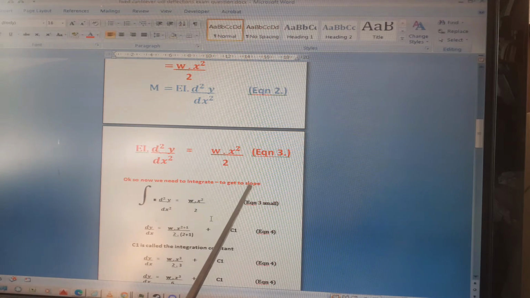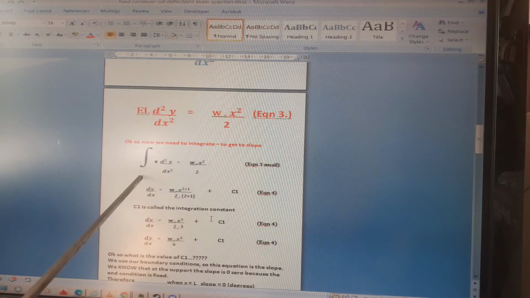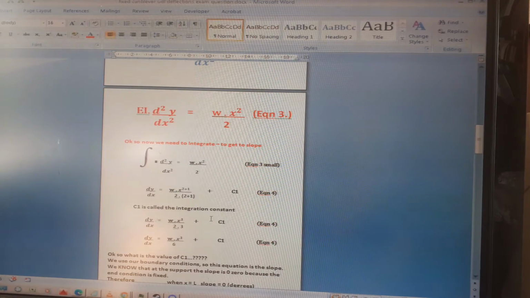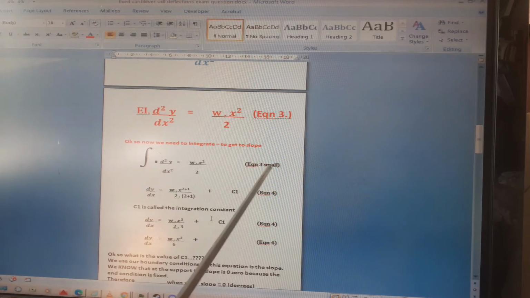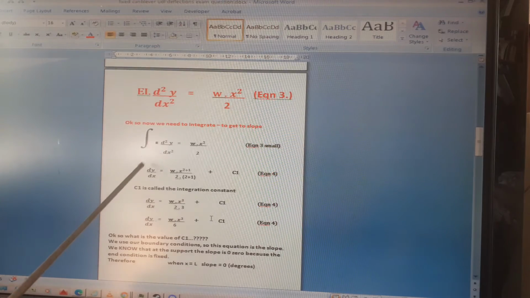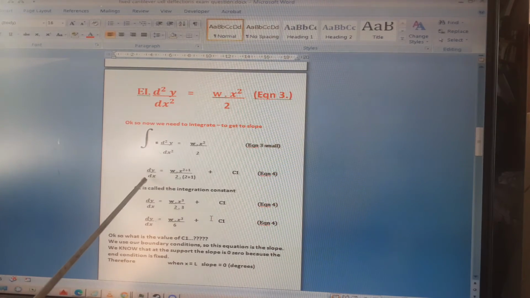Now we need to integrate to get to the slope. We integrate d2y over dx squared, and EI d2y over dx squared is equal to w x squared over 2. That's equation 3, and I'm just showing that I'm integrating it. Sorry about that dot, I can't get rid of it.